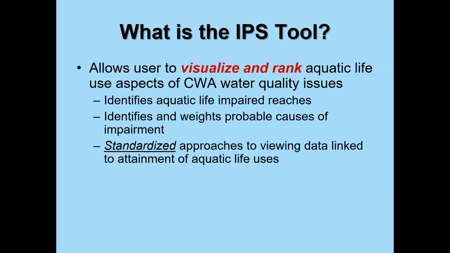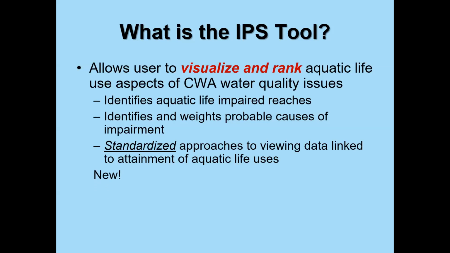A way to look at identifying and weighing probable causes of impairment to aquatic life in a watershed. There is obviously a range of probable causes for impaired aquatic biology, and it allows us to tease those apart and weigh them relative to each other. And then from that, we can use that data to derive a management intervention, hopefully an optimized management intervention.